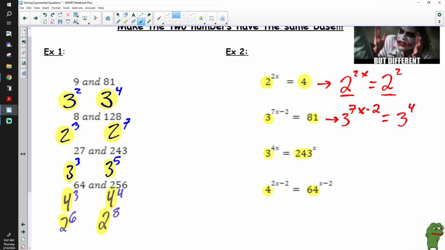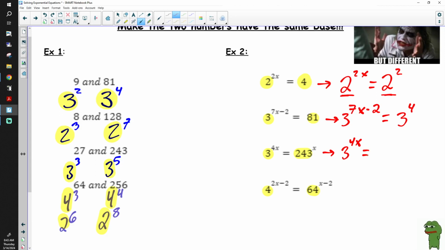Next one. Again, we have 3 on the left, 243 on the right. 3 we can't rewrite, so we're going to leave it: 3 to the 4x. However, the right side, 243, can be rewritten. Basically, you're doing the exact same thing as the last one, making both the left and the right side the same.